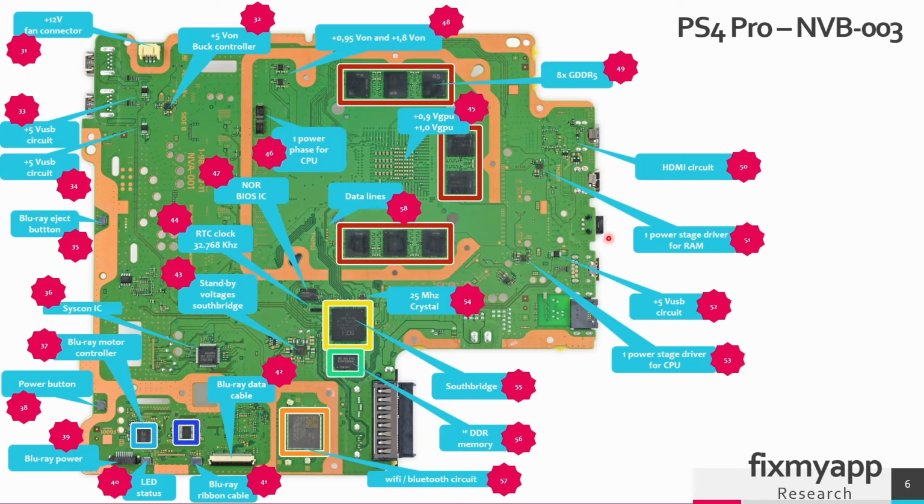This is the bottom side of the mainboard NVB003. This is the back side of the APU. And on these capacitors you can measure the 0.9 volt and the 1.0 volt. We have 8 RAM modules located on 3 sections: top, bottom and on the right.